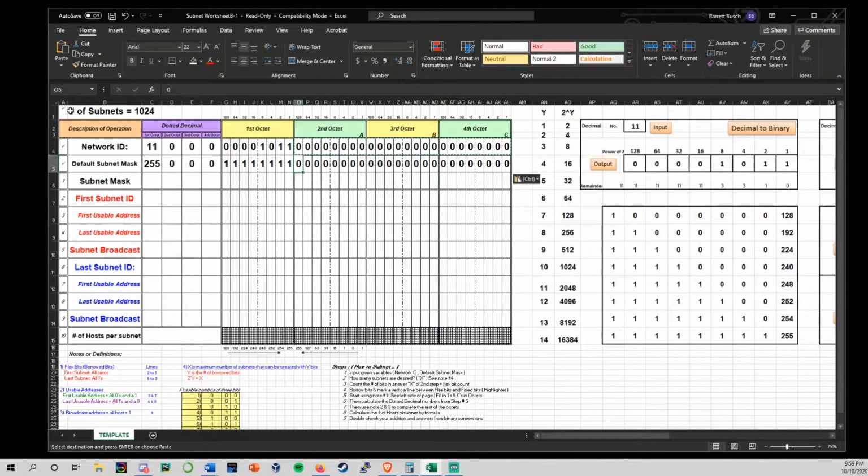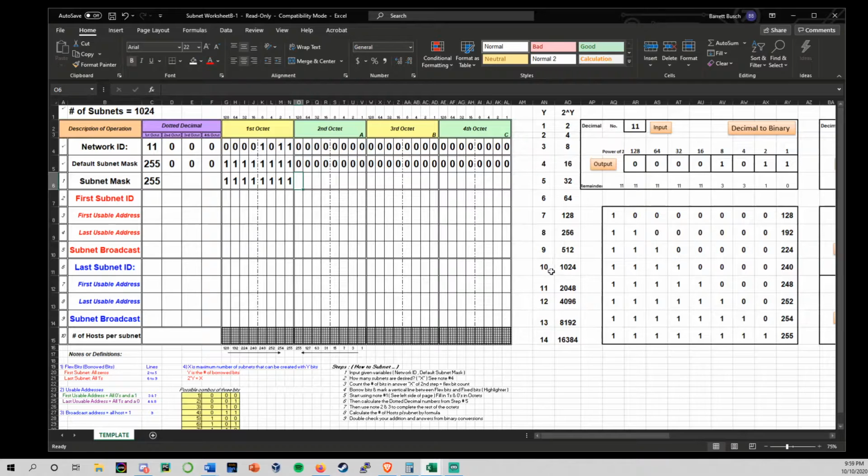Now, we need 1024 subnets. So I'm going to consult the power of 2s. So we need to borrow 10 bits. And the subnetting is going to begin right here in the second octet. So we can actually go ahead and add this as 255. So we know that's the network portion. That's not going to change.